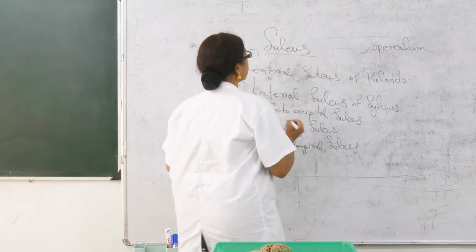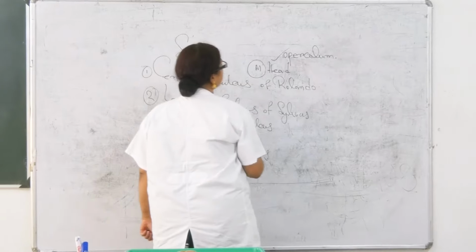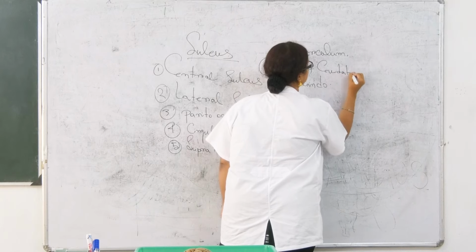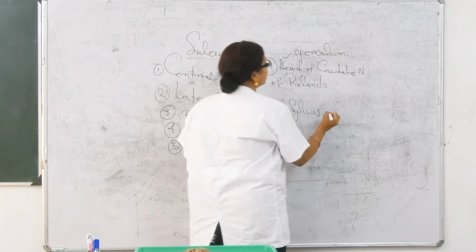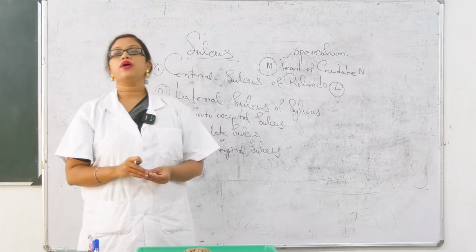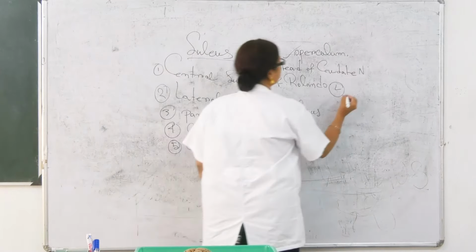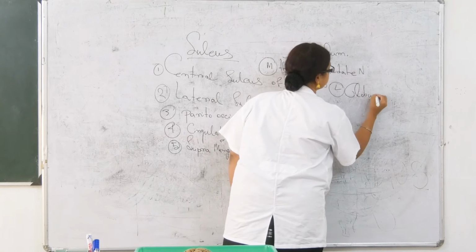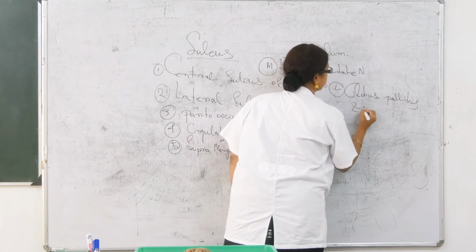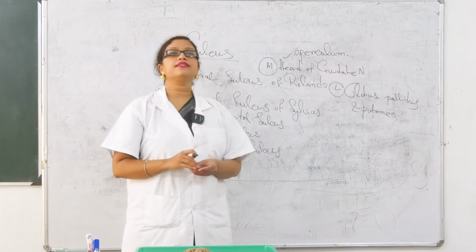What will be medial? The head of the caudate nucleus. This is very important, for the anterior limb or posterior limb. Then what about the lateral relation? Lateral relation, we will get 2 things. Write it down: number 1 is the globus pallidus and the putamen.